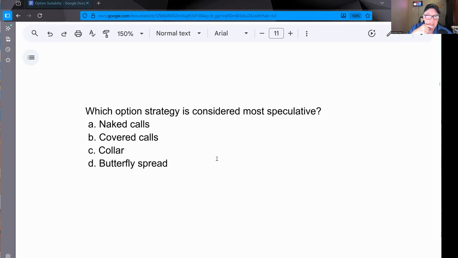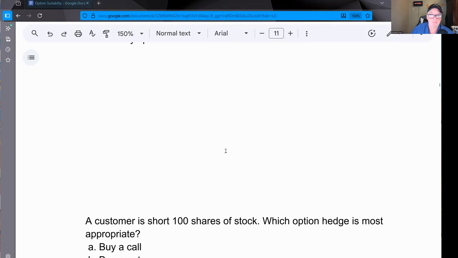Which option strategy is considered most speculative? It's got to be naked calls because cover calls are safe. They're conservative. Collars are, you're looking for big moves. And butterfly spread is looking for not a lot of movements. And naked calls, you're doing for income, you're bearish, stuff like that. I love it. We're still only about a quarter of the way.